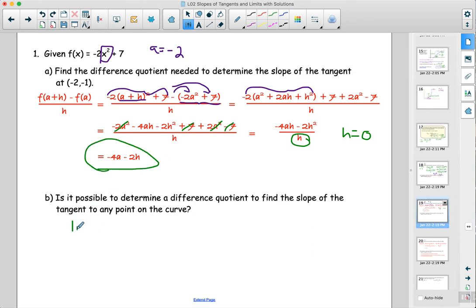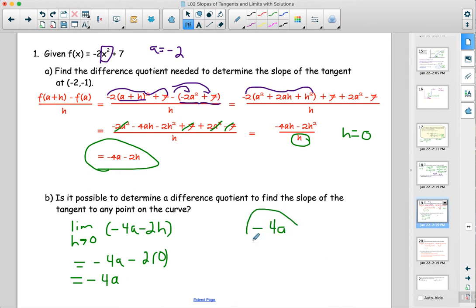Now, can I do this? Yes, I could. I could just say the limit as h goes to 0 of negative 4a minus 2h. And what will happen here is we're going to get negative 4a minus 2 times 0. And of course that would give me negative 4a. So this expression here, I'm going to write it larger, negative 4a, can be used to find the slope of the tangent at any point a, comma, f at a.